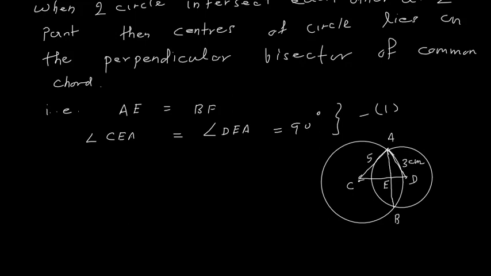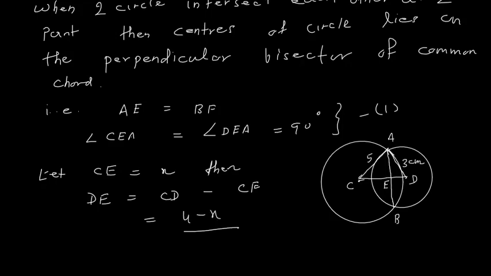Now this CD is bisecting this AB. I will keep AE as it is. Let CE be equal to X, then DE, which is equal to CD minus CE, will become 4 minus X. So DE is equal to 4 minus X.